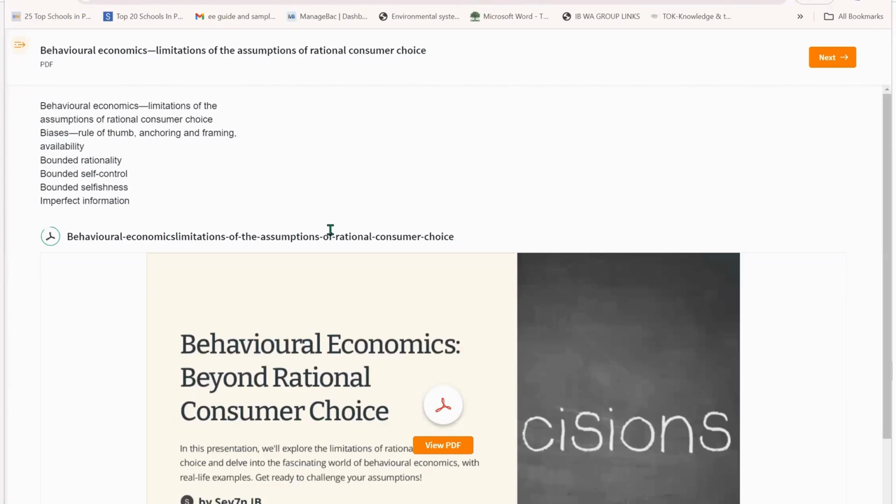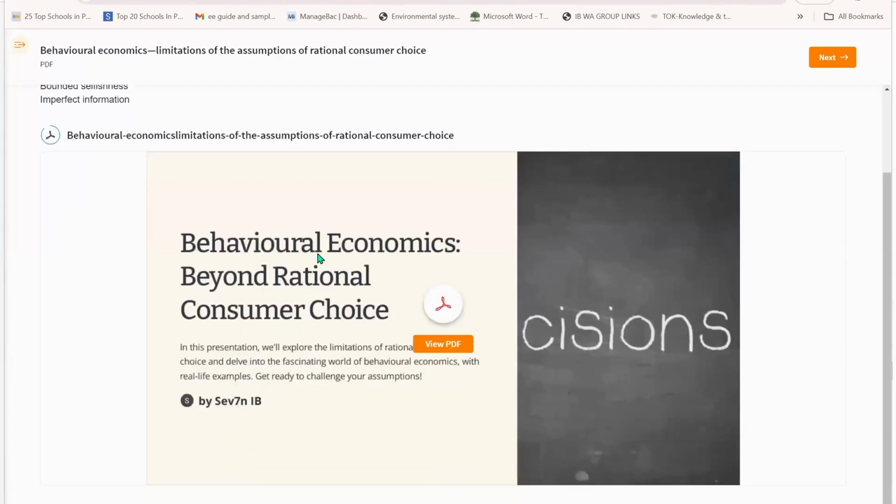Now we are looking at if at all consumers behave rationally. Is there any limitation to the rational consumer choices? Okay. So when the consumer does not behave rationally, what are the reasons behind it? Okay, beyond the rational consumer choices. So we are going beyond.